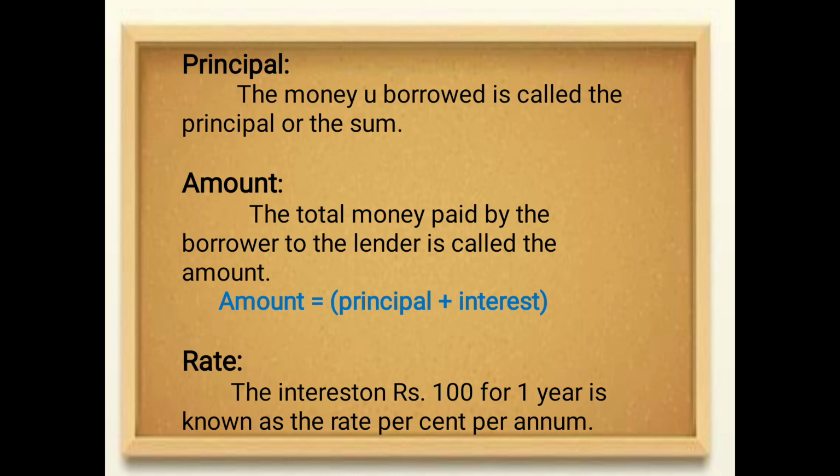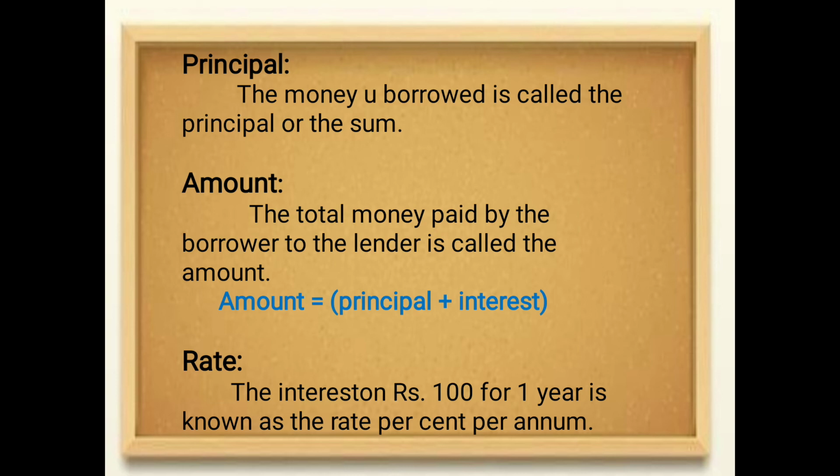So they have given the statement in the book itself, that is principal. We know already the meaning of principal, amount, rate, everything. Anyway, I'll show you again. Principal means the money you borrowed is called the principal. The money you borrowed from the bank, or from a friend, or from your neighborhood, whatever you borrowed from there, that's the principal.